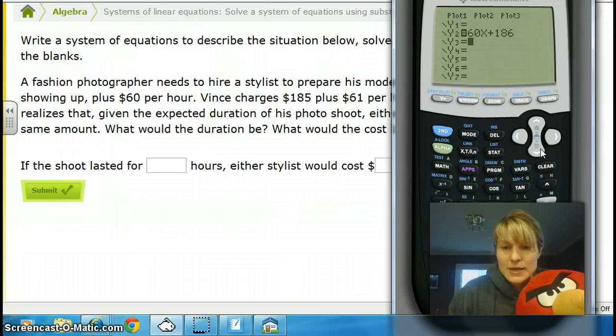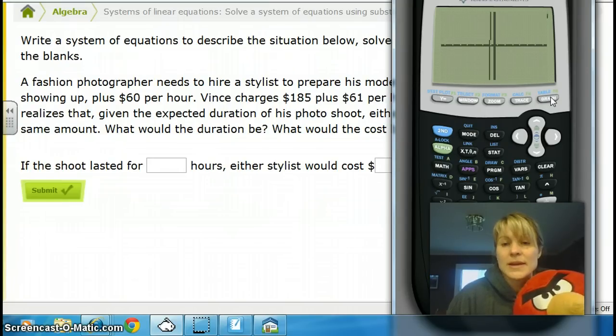And then here we had $61 x plus, that was 185. All right, and then we're going to hit graph. Now, my graph is already zoomed in.